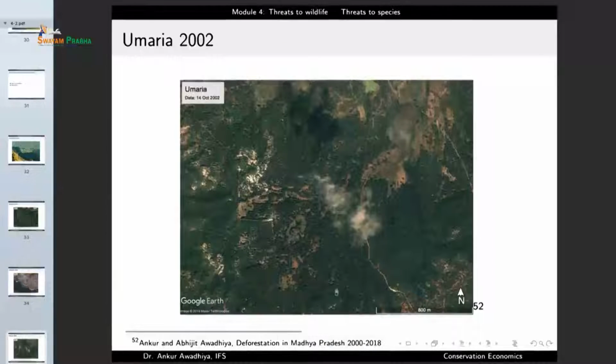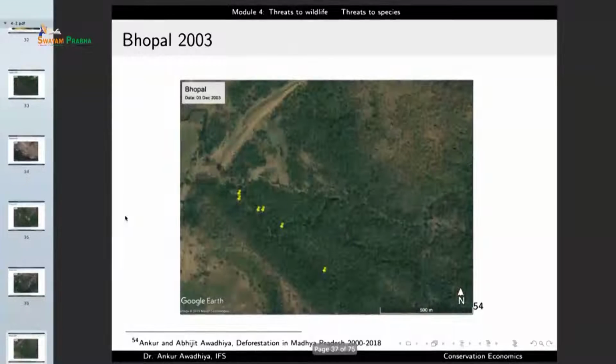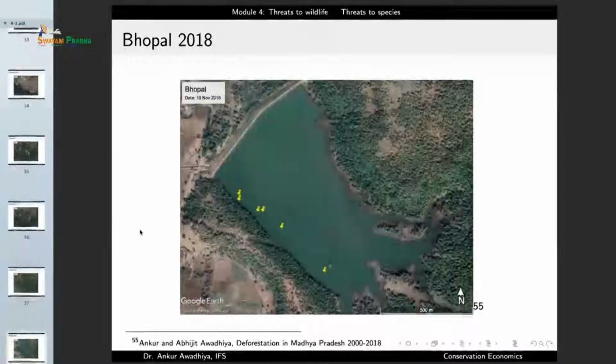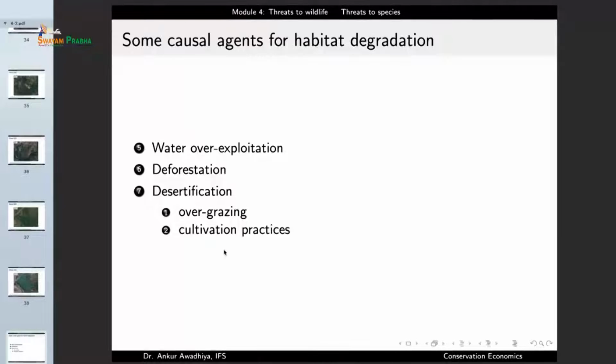This is a region in Umaria district, and I would like you to concentrate on this area. So, here we have a road, and I would like you to concentrate on this area. This is how it looks in 2018. So all of these forests are now gone. And this is deforestation to expand agriculture. Here we have a region in Bhopal district in 2003, and here is the same region in 2018 to make this dam. So deforestation is occurring in a big way.